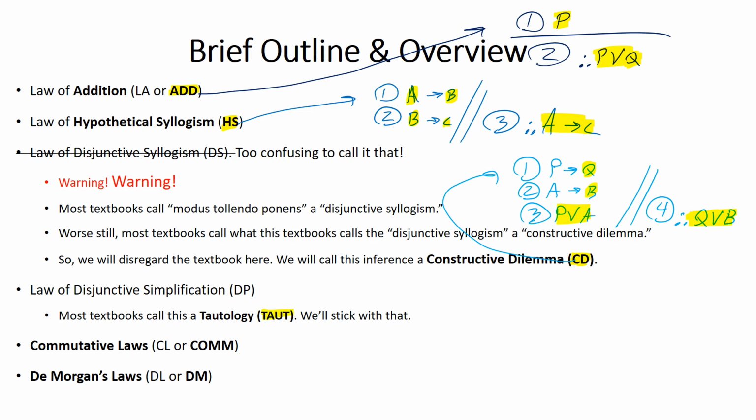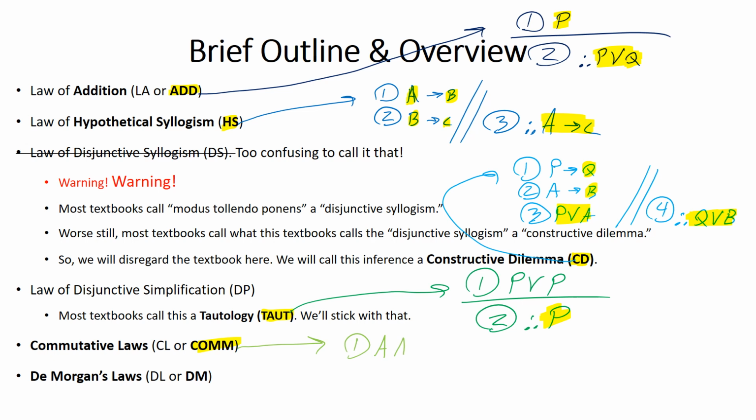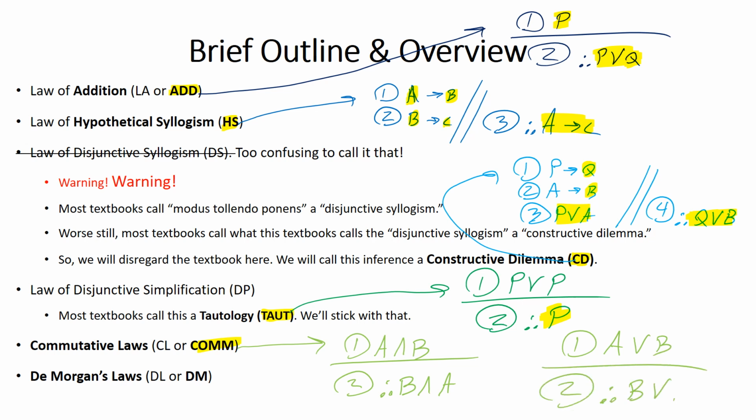With the tautology, T-A-U-T, we have simply P or P as our premise, and obviously from that we can say P must be the case. P is the case or P is the case, therefore P must be the case. We've already covered the commutative rules or commutative laws, C-O-M-M, but to review, for example, if we have A and B, from that we can get, therefore, B and A. The order doesn't matter. Likewise, if we had A or B, well, therefore, B or A.